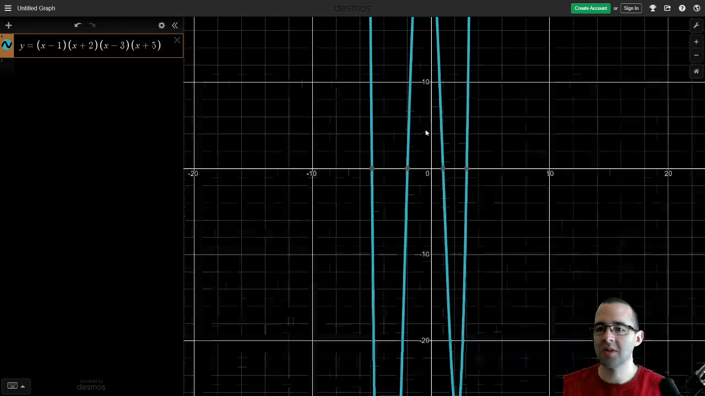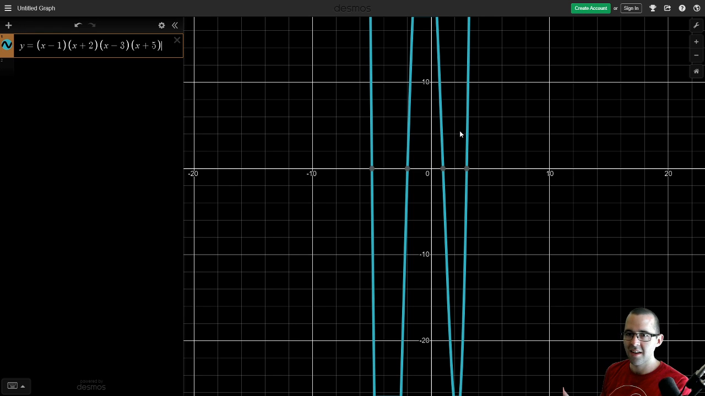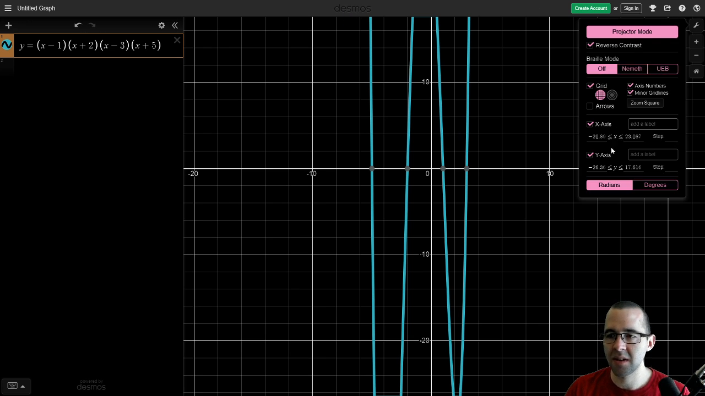All right, so this polynomial is going all over the place. Look at that blue graph. That blue graph is just jumping up and down, left and right. For end behavior, we don't care about any of that stuff in the middle. If we zoom out, what happened?